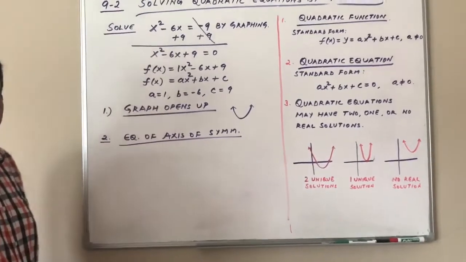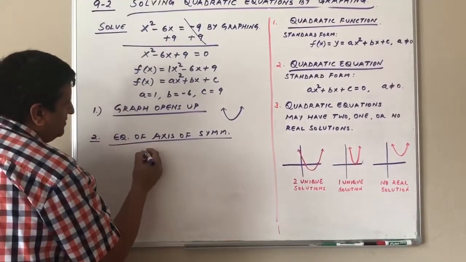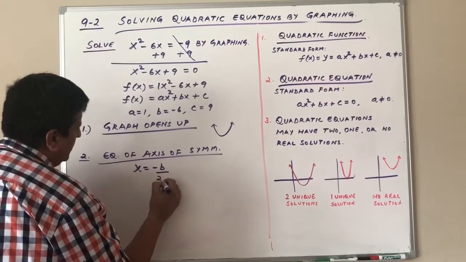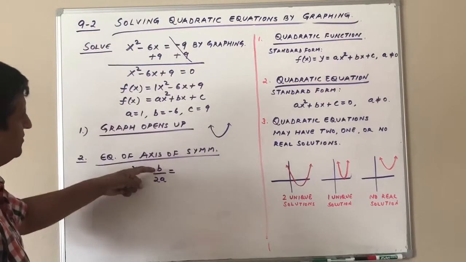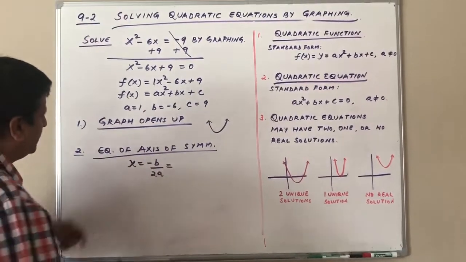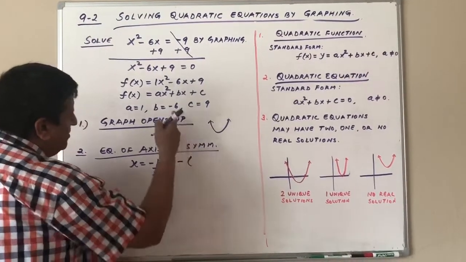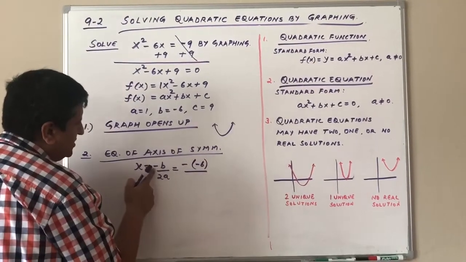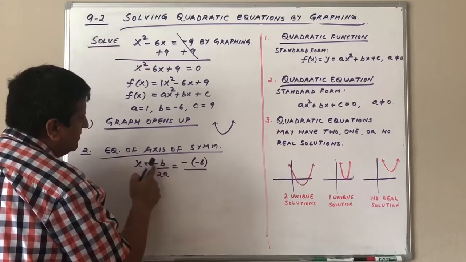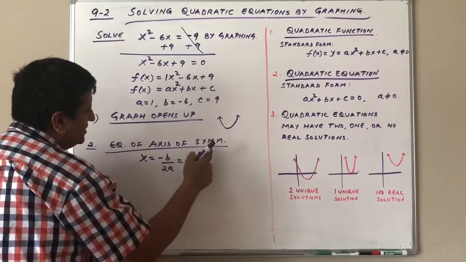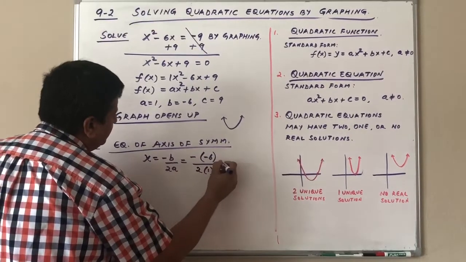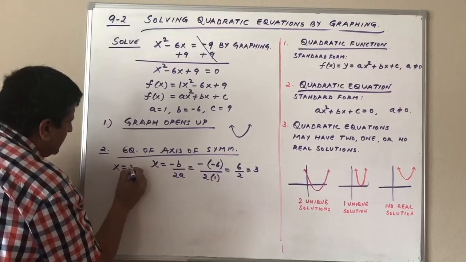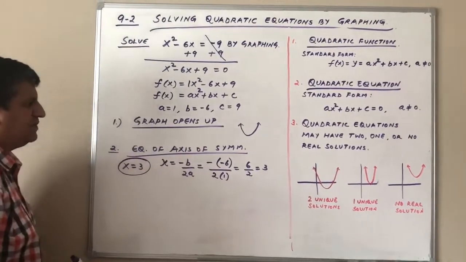The next step is to find the equation for the axis of symmetry. Last time I told you the formula for finding the equation of the axis of symmetry is x equals negative b over 2a. Now substitute these values for b and a right here. Remember, whenever you substitute the values, the substitution must be inside parentheses. So there is negative of b, and b is negative 6, so put it inside parentheses, over twice of a. So x equals 3 is the equation of the axis of symmetry.